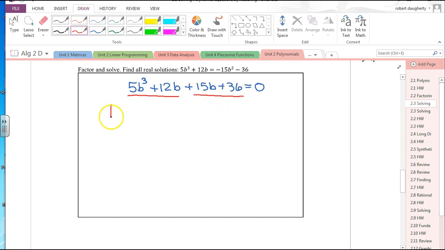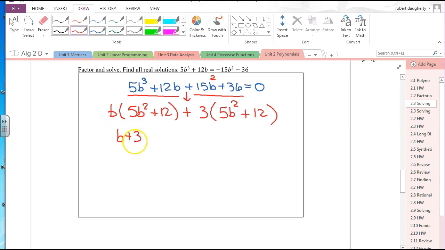So the first 2 terms have a b in common, and I'm left with 5b squared plus 12. Bring down this plus sign, and now I can factor a 3, and I get 5b. Did I do this right? Oh, sorry. This 15 was a b squared. Okay, so typo on my part. So now I've got the same thing in parentheses, factor by grouping. This is b plus 3 times 5b squared plus 12 equals 0.